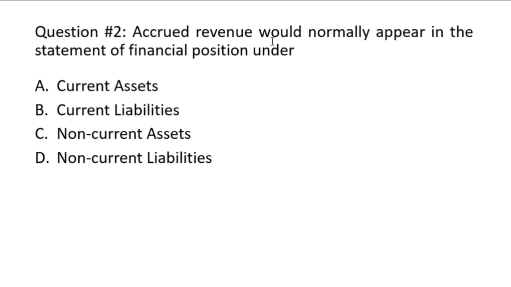Accrued revenue would normally appear in the statement of financial position under letter A, current asset, letter B, current liabilities, letter C, non-current assets, or letter D, non-current liabilities. O, ano yung accrued revenue? Revenue earned but not yet collected. So, meron ka nang na-recognize na revenue dapat pero hindi mo pa ito nakokolekta. That is letter A, current asset. That is a receivable in nature. An example again is your interest receivable. Okay? So, proceed tayo sa question number 3.